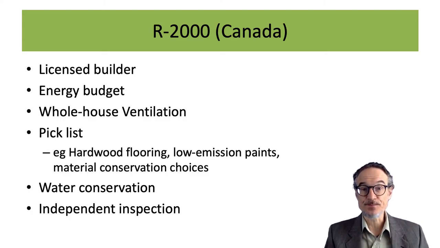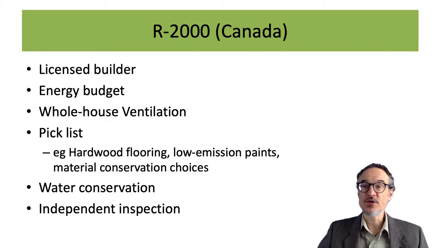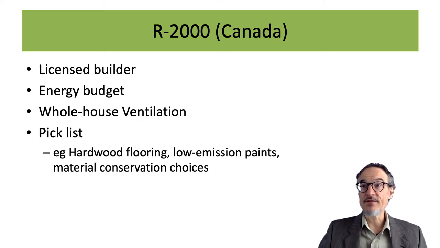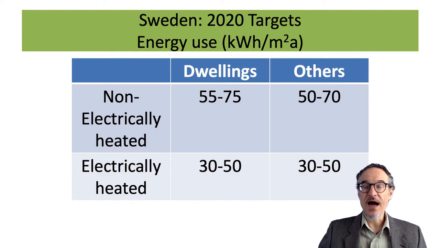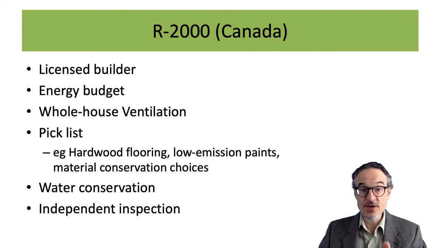This is a voluntary standard. People who want to build to this standard can build to this standard and then label their building R2000. The Swedish and Danish standards are for all houses. And in fact, going back a page to the Swedish standard, I think this is for all houses in Sweden, not just new houses, but houses that are there already must be brought down to this energy use. So there are different levels: does the standard apply to all buildings? Does it apply to all new buildings? Or is it an optional standard that people can use if they want to?